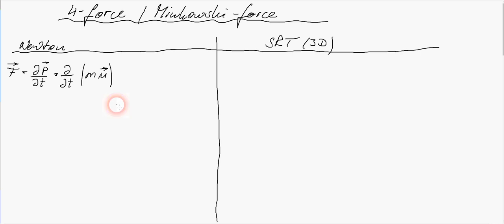So in case the mass is constant, that means, for example, we don't consider accelerating bodies like a rocket, then, in case m is a constant, it follows directly that F equals the known formula mass times acceleration.